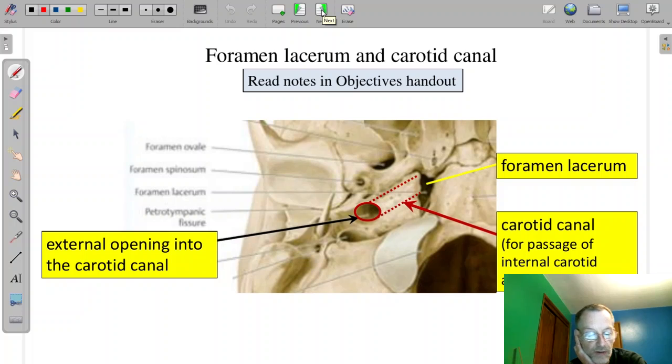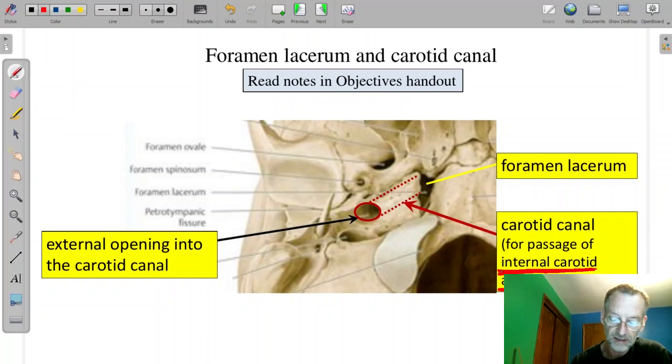Here we go. Foramen Lacerum and the Carotid Canal. So we'll go back and read the notes in the objectives handout. But this is a passageway for the internal carotid artery. Not the external carotid, not the common carotid, but for the internal carotid artery. This is how it gets into the cranium and supplies blood to the brain tissue. It's the internal carotid, large artery.